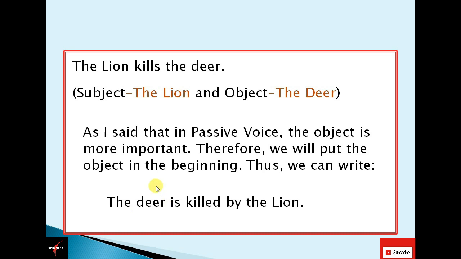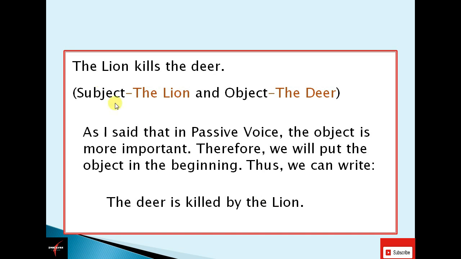Now the deer comes in the beginning because this is passive voice. And in passive voice, what is important? The object is more important. So the object, the deer, we are putting in the beginning, and the subject goes at the end.